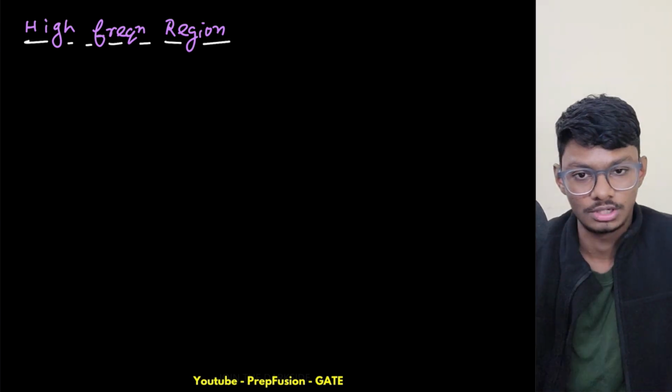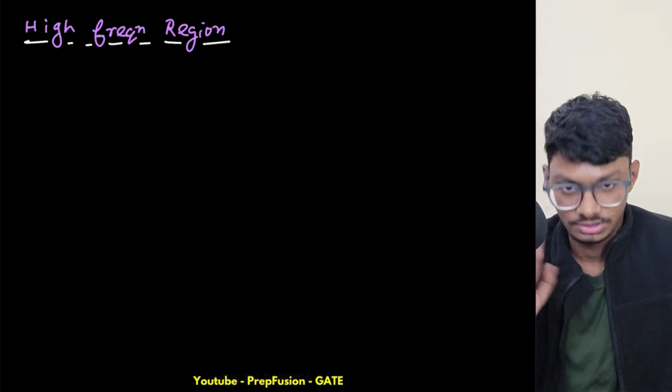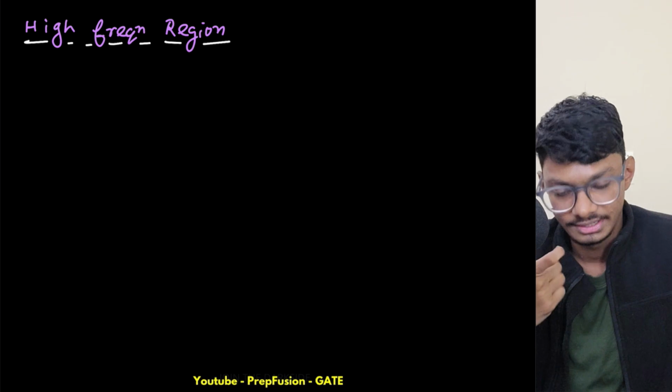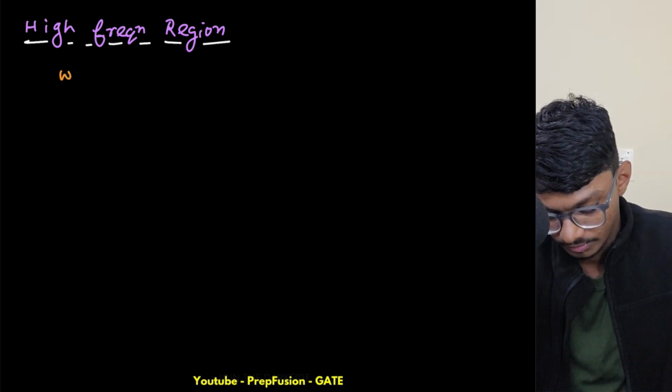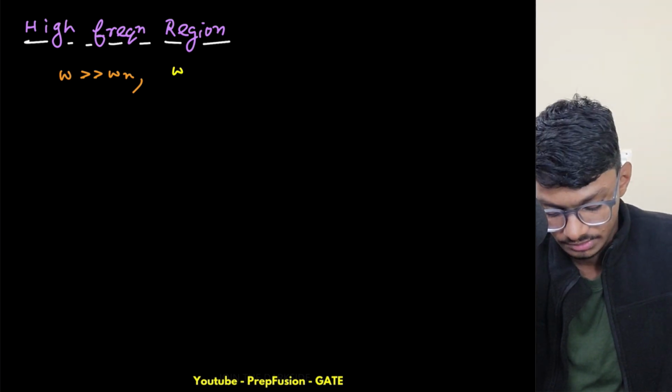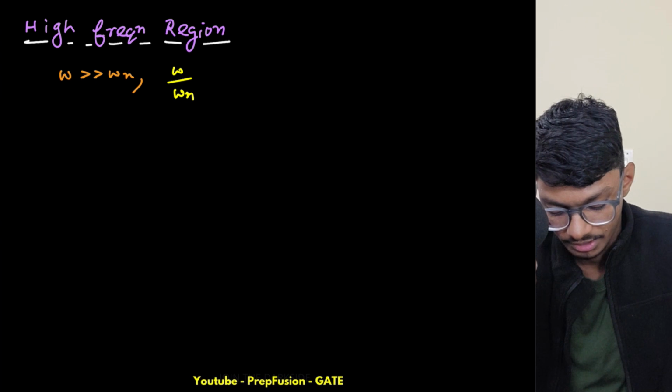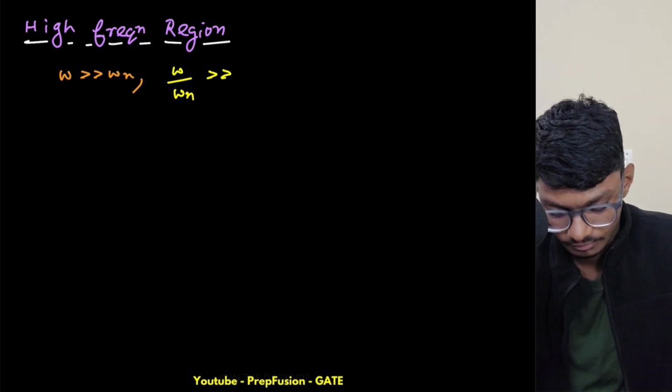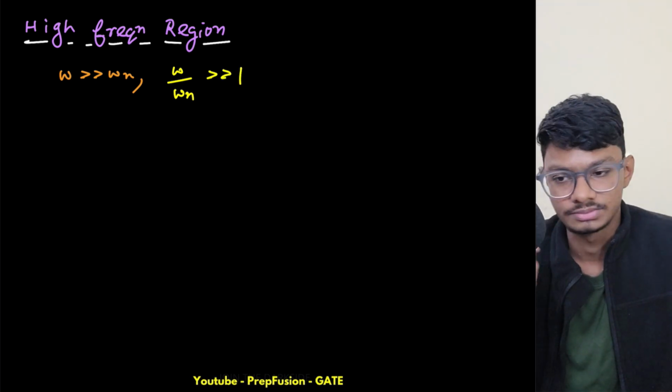Okay, let's talk about the high frequency region. In the high frequency region, what is the condition? My omega will be much greater than omega n. So what does this mean? Mathematically, this means omega by omega n is much greater than 1.